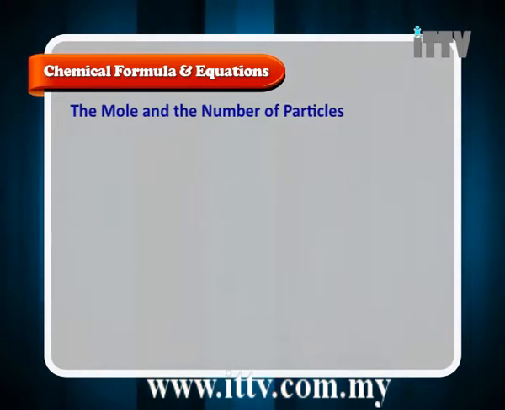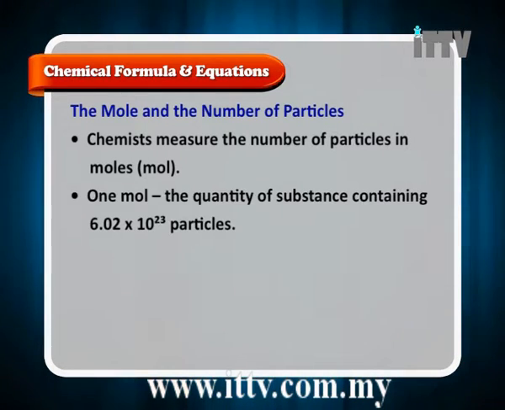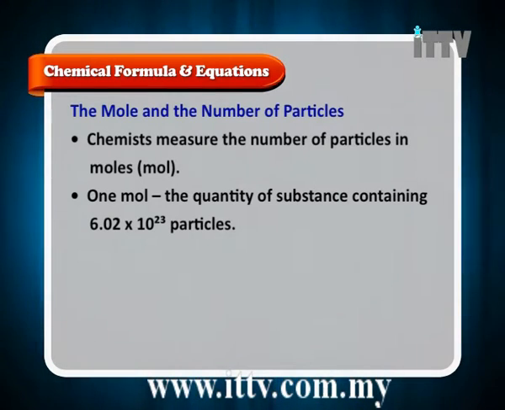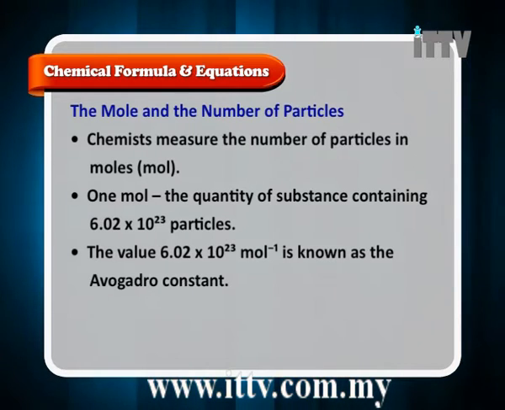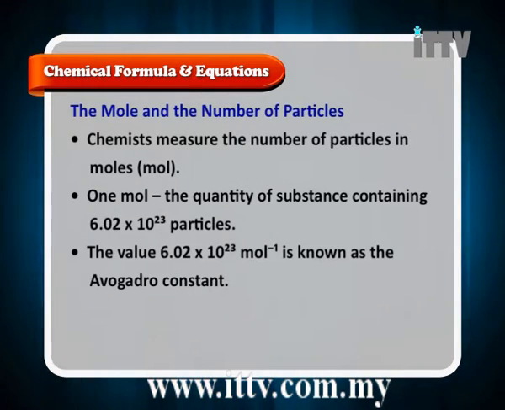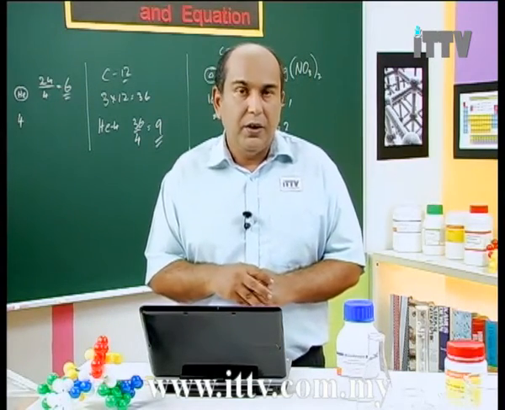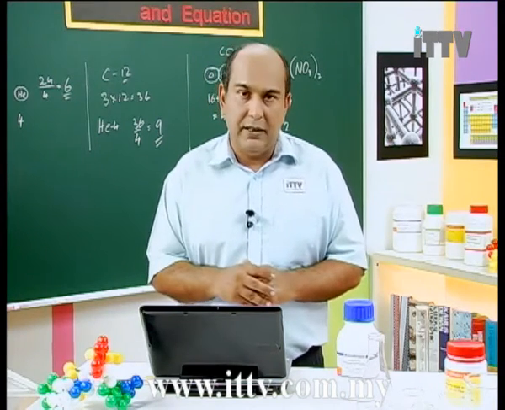Mole and the number of particles. Chemists measure the number of particles in moles. Mole. 1 mole, the quantity of substance containing 6.02 times 10 to the power 23 particles. The value 6.02 times 10 to the power 23 mole negative 1 is known as the Avogadro constant. Mole. You're going to be hearing this word quite a lot in your chemistry. We generally use moles for our calculations. They tell us the number of particles.